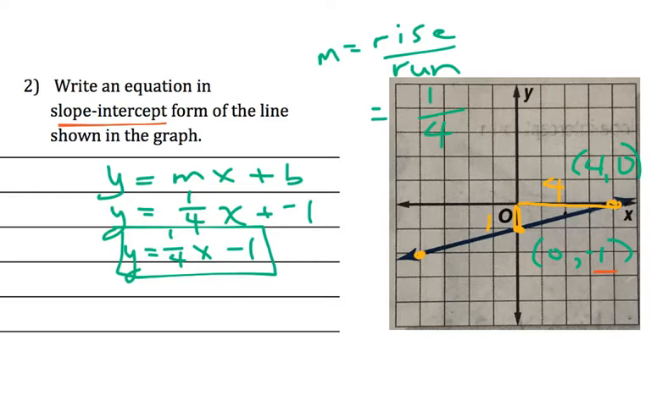So let's plug in 0. Plugging in 0, this term goes away. I subtract 1, which gives me -1. Check 4. I plug in 4. 1/4 of 4 is 1. And then 1 minus 1 gives me 0. So this checks out. So yeah, all good there.